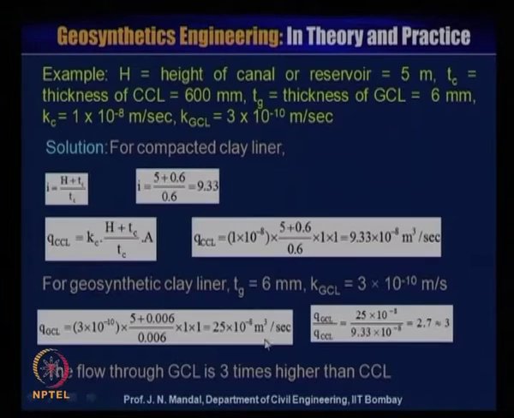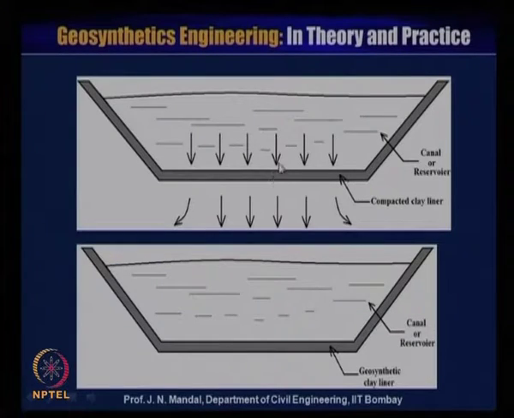So, I am giving one example. Here you can see the height of the canal or reservoir is 5 meter, and thickness of the compacted clay liner is 600 millimeter. So, you can see that this is 600 millimeter, height is 5 meter, and this is 600 millimeter.